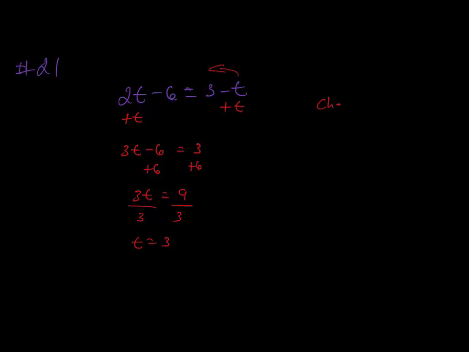And we're going to go ahead and check it to make sure that it's okay. And so we end up with 2 times 3 minus 6 is equal to 3 minus 3. That's 0. And then we can see here clearly that we get 0 is equal to 0, which means that our solution is in fact t is equal to 3.